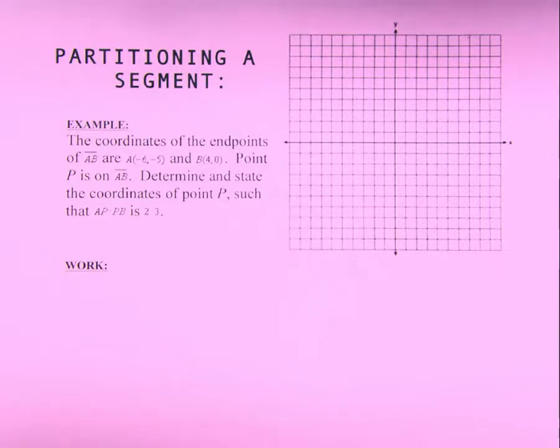What we're going to look at today is partitioning a segment. If we read through the example, it says that the coordinates of the endpoints of line segment AB are A, whose coordinates are -6, -5, and B, whose coordinates are 4, 0. Then it tells us that point P is on line segment AB. We want to determine and state the coordinates of that point P such that when we break the line segment AB up, we have two sections, AP and PB, and those two things are in the ratio of 2 to 3.